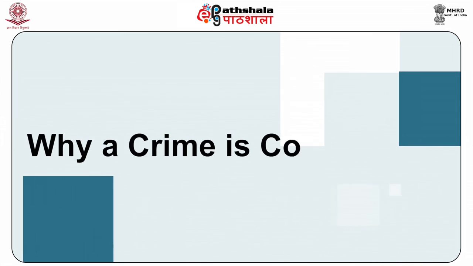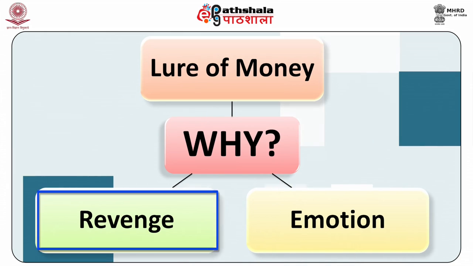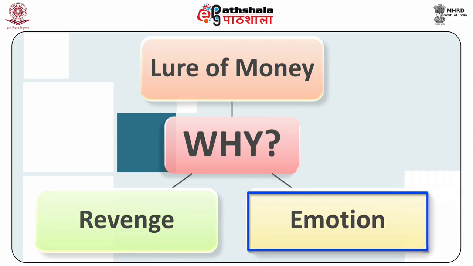Why is a crime committed? There are several reasons behind the commission of a crime. A crime may be committed for the following reasons. First, lure of money. Second, for the sake of revenge. And third, emotions like love, hate, or anger.